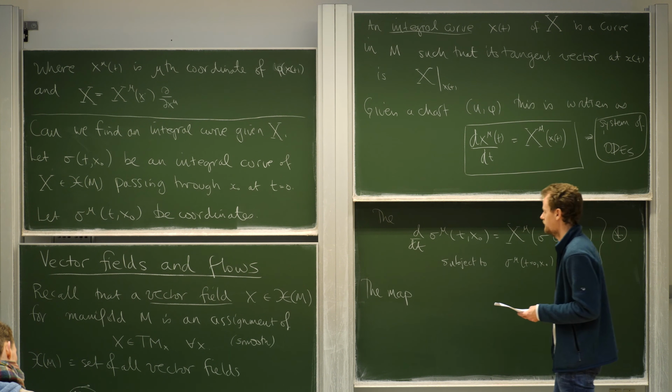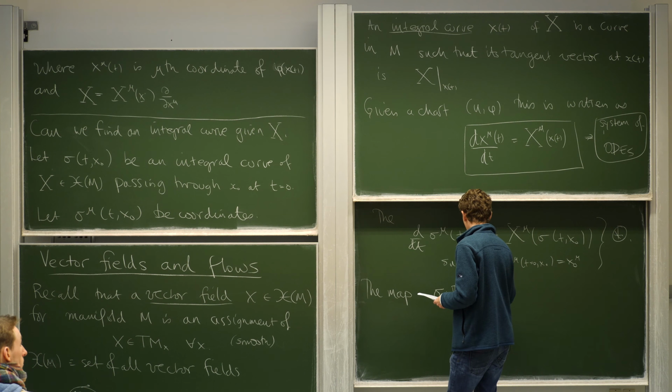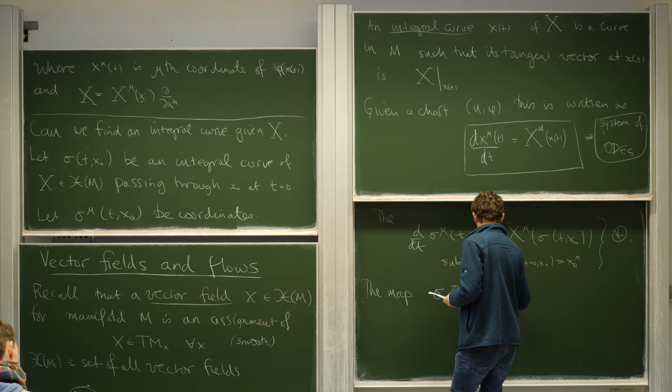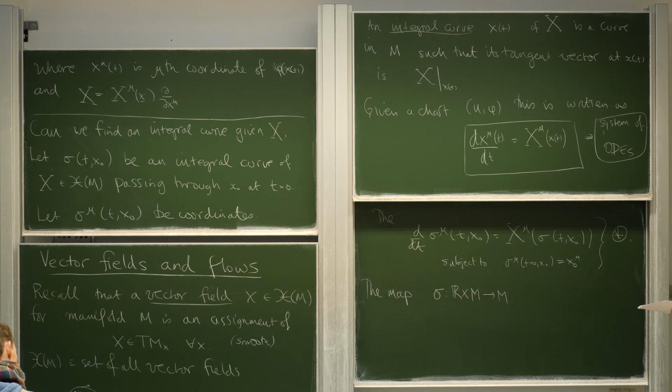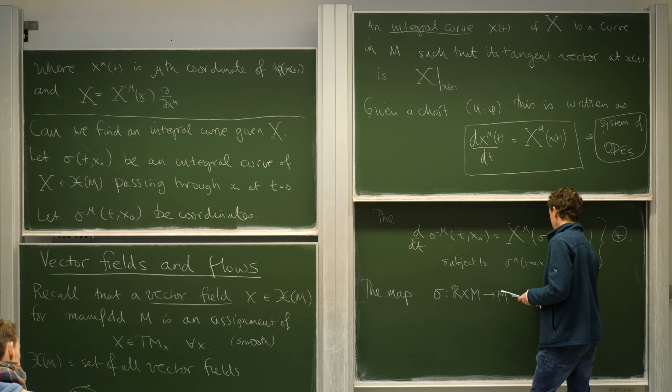So let's give this thing a name. I've already said it, but let's write it out. This function that goes from R cross M back to M, sigma, this is something we call the flow, or a flow.